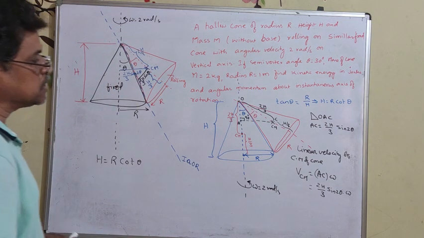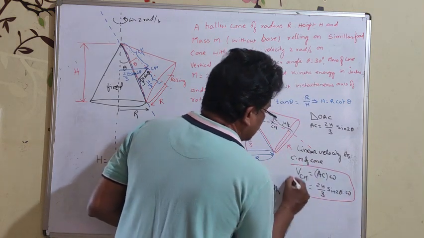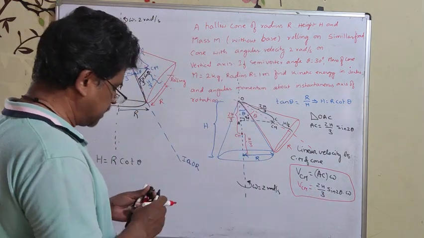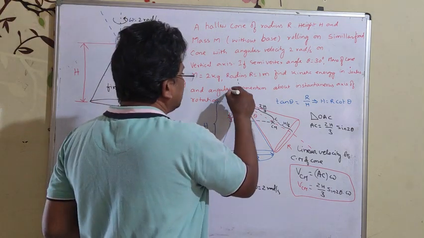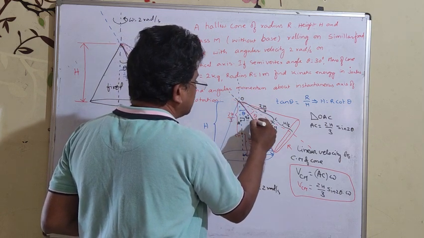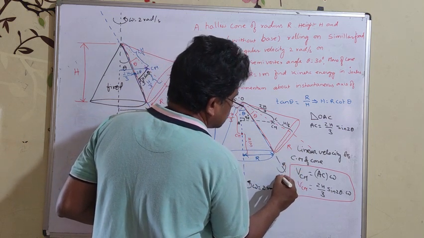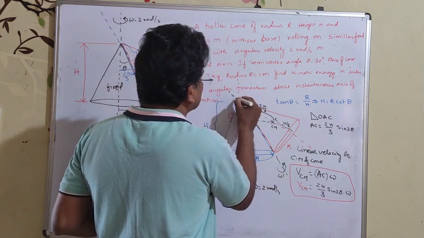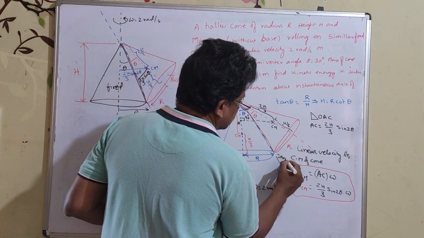By using this velocity of the center of mass, we can find the angular velocity about the instantaneous axis of rotation. Where is the instantaneous axis of rotation? The cone is rolling on the slanting side of the fixed cone. That's why the slanting side acts as the instantaneous axis of rotation.